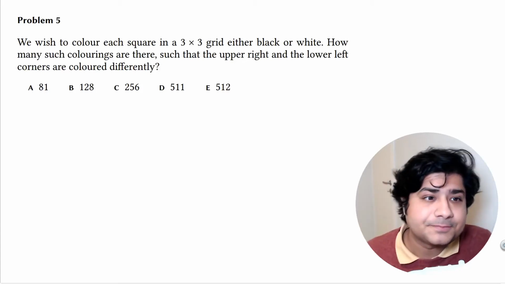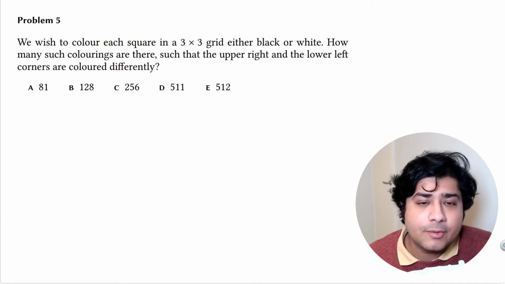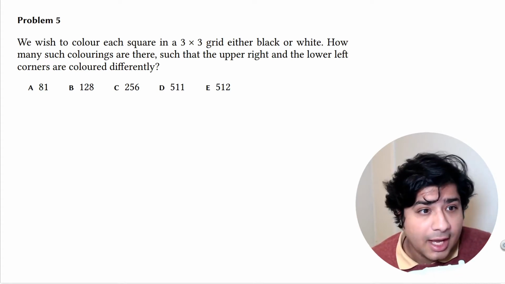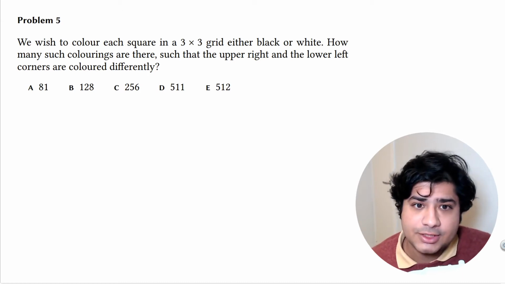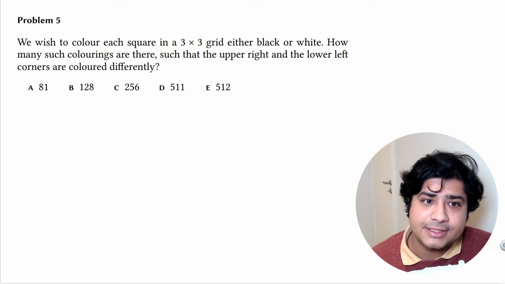Problem 5. We wish to color each square in a 3 times 3 grid, either black or white. How many such colorings are there, such that the upper right and the lower left corners are colored differently?